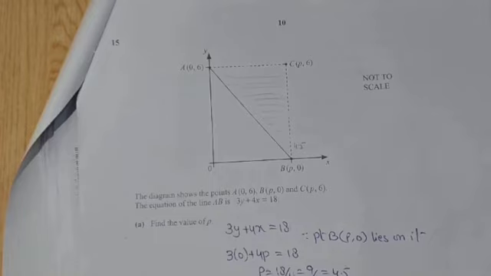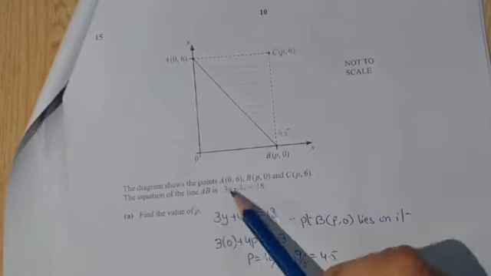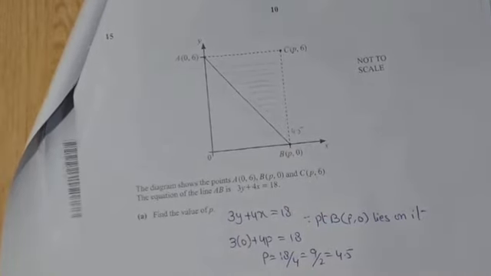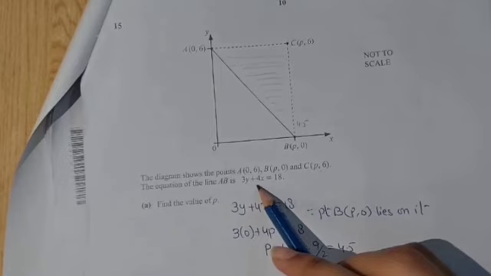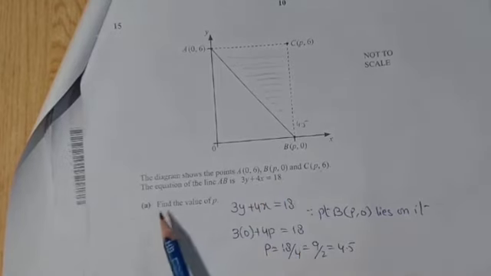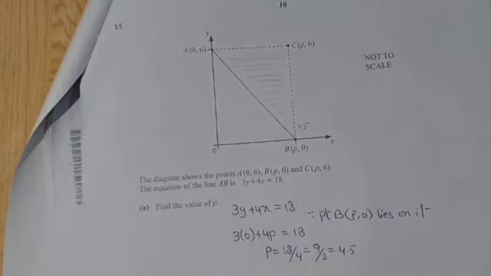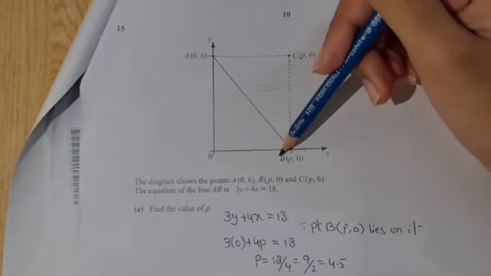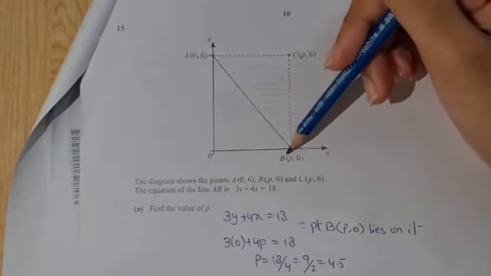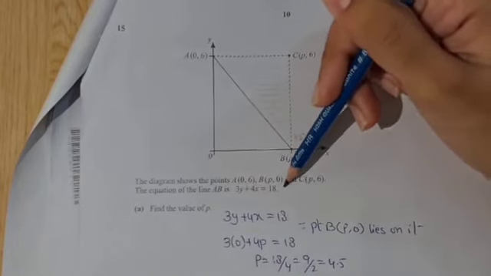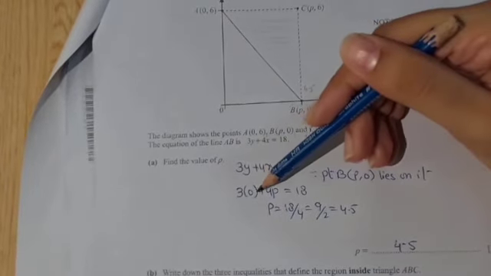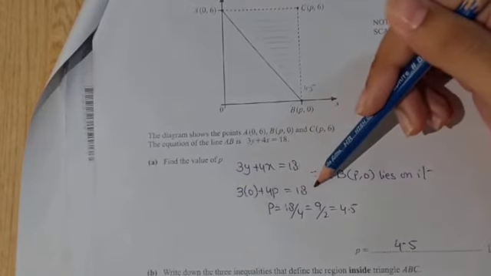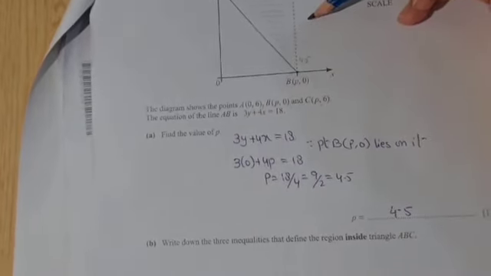Question 15. The diagram shows the points A (0, 6), B (p, 0), and C (p, 6). The equation of the line AB is 3y + 4x = 18. A, find the value of p. Now since point B lies on AB, we can substitute the coordinates of B in this equation. So that would make it 3 times 0 plus 4p, because the x coordinate is p, equals 18, and we solve that to get 4.5.